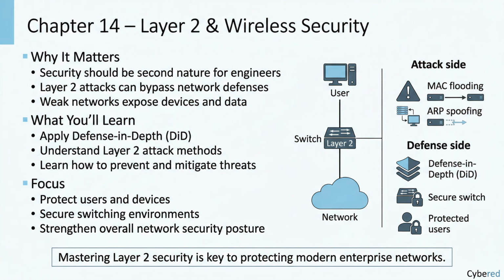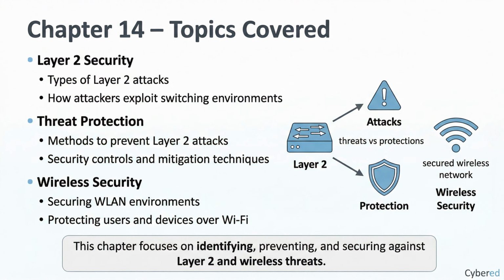Understanding how attackers exploit layer 2 vulnerabilities is essential to protecting an organization's infrastructure. In this chapter, you will learn how to apply a defense-in-depth approach to secure both users and devices. You'll explore common layer 2 attacks, how they work, and how to prevent and mitigate them using proper security controls. Topics covered: types of layer 2 attacks, protecting against layer 2 threats, and wireless network security.